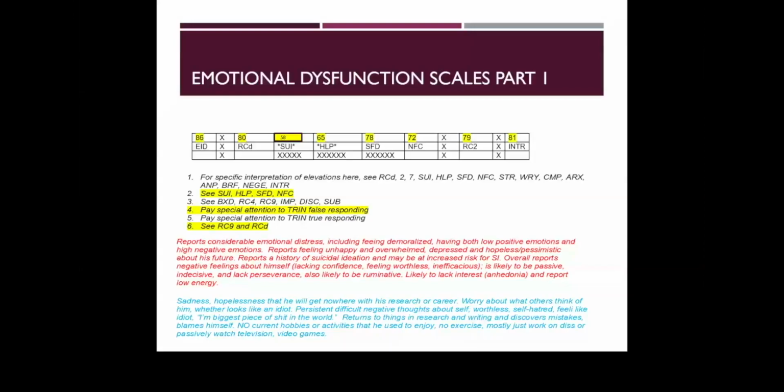So in blue, what is that consistent with in terms of the client's presentation? The client did report sadness and hopelessness that he was going to get nowhere with his research or his career. A lot of worry about what others think about him, whether he looks like an idiot, often called himself that, persistent, difficult, negative thoughts about himself, considered himself worthless, reported a lot of self-hatred, again, saying he felt like an idiot, described himself as the biggest piece of shit in the world, reporting that he, in sort of a ruminative sense, goes back to things that he had done before in his research or his writing and discovers all the mistakes he makes, typos, et cetera, and blames himself for them.